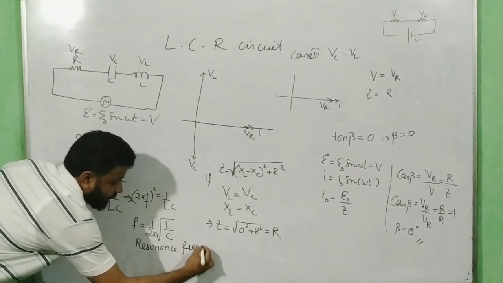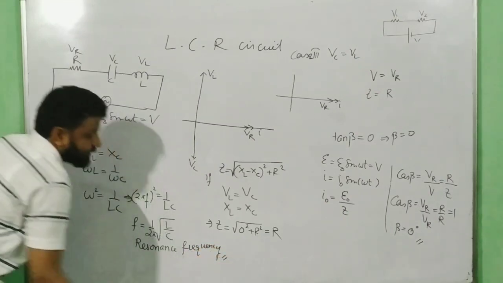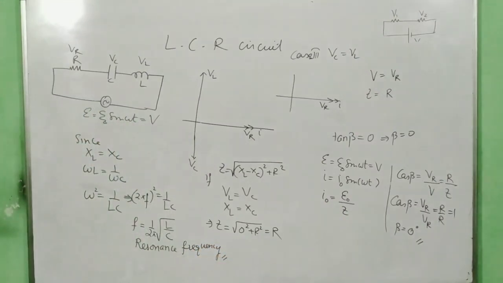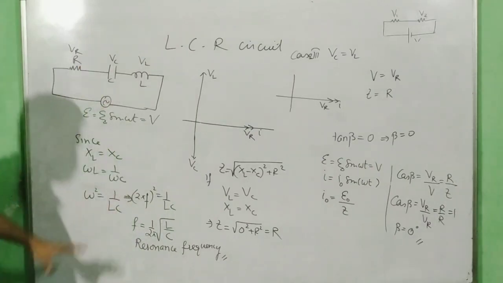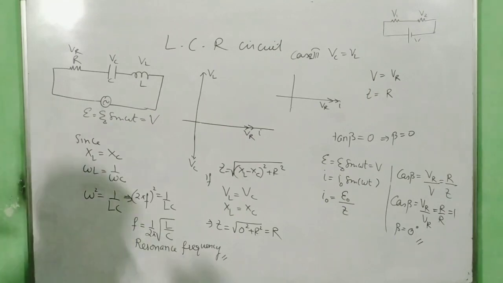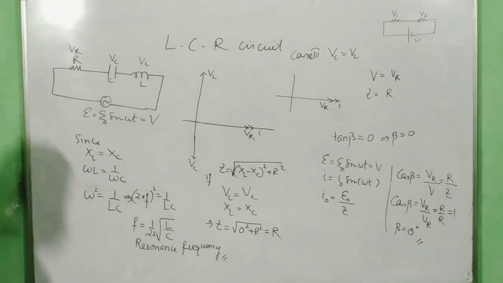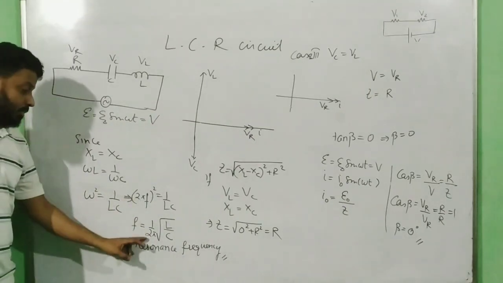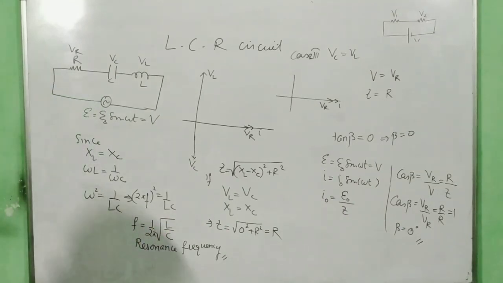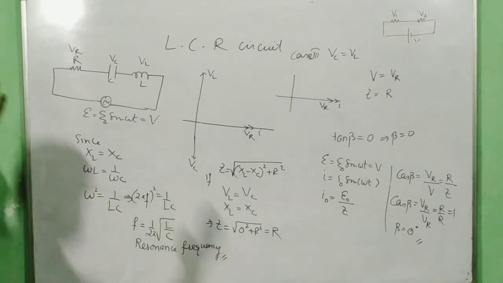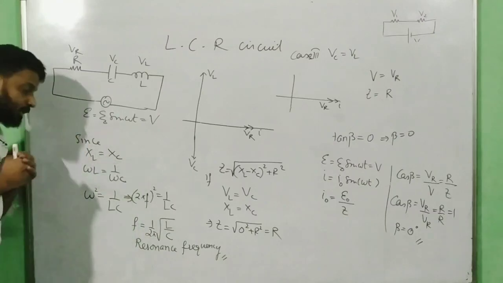I am introducing a word to you called resonance. So when VL is equal to VC, or XL equal to XC, we call that resonance, and the resonance frequency is given by 1 by 2 pi root over LC. I will highlight the significance of this. I'll just stop the derivation over here. I will not go beyond this.